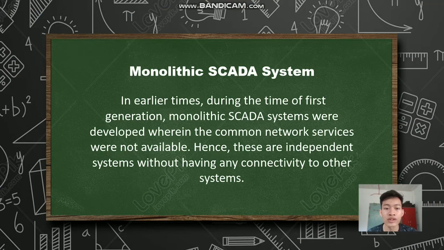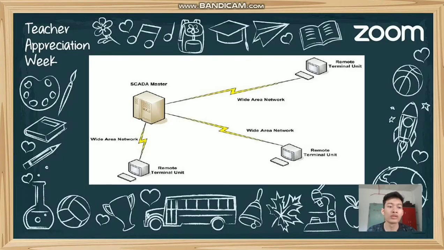So for the first generation, the monolithic SCADA system. In the early days, during the first generation, monolithic SCADA systems were developed wherein common networked services were not available. Hence, these are independent systems without any connectivity to other systems. So this is the diagram of the monolithic SCADA system. We can see that the SCADA master connects to the remote terminal unit using the wide area network.